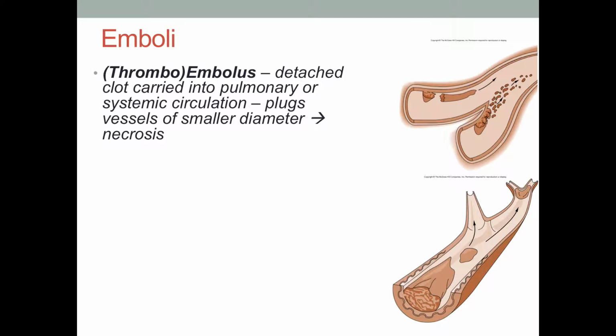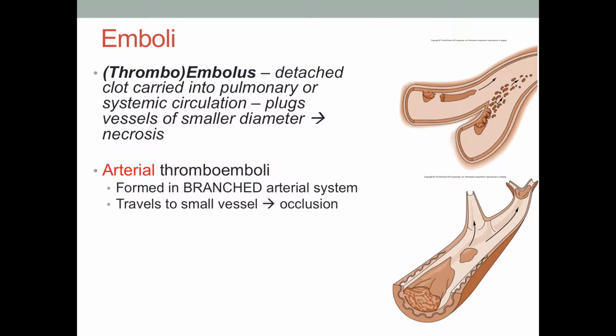Again, we refer to things moving in the bloodstream as emboli, for plural. An embolus is singular, and a thromboembolus is a detached portion of a clot that, depending on its location, will be carried either through the pulmonary circulation, in the venous system, or the arterial system. One thing you should keep in mind, this is a learning objective, which means it's important.